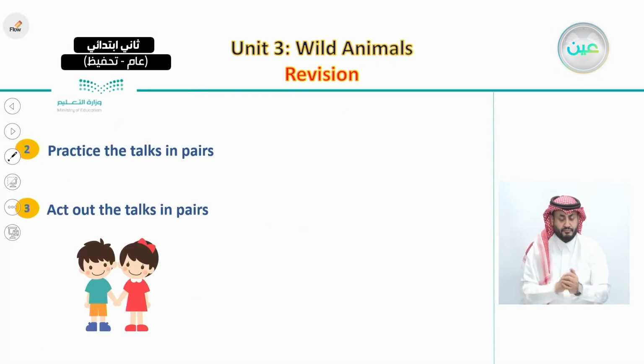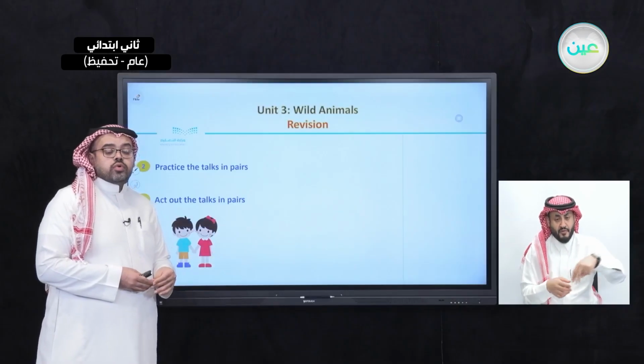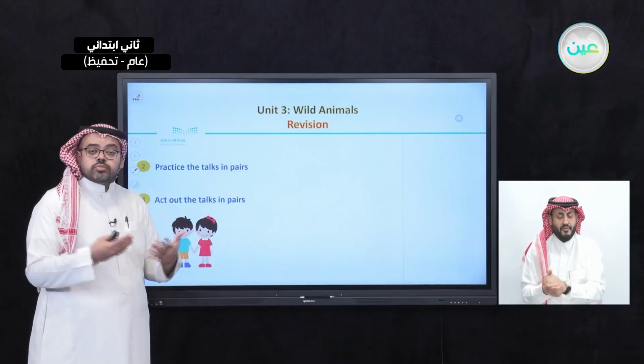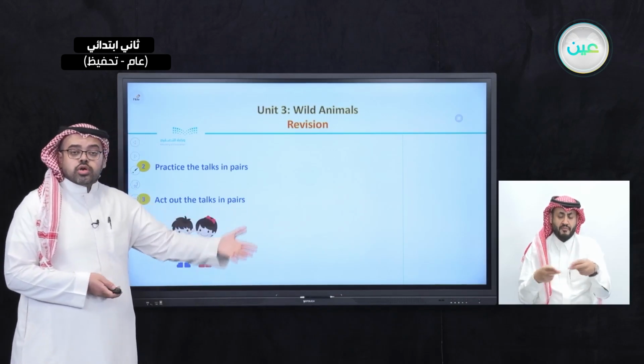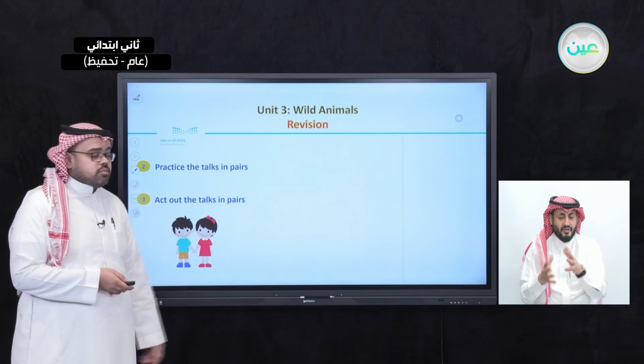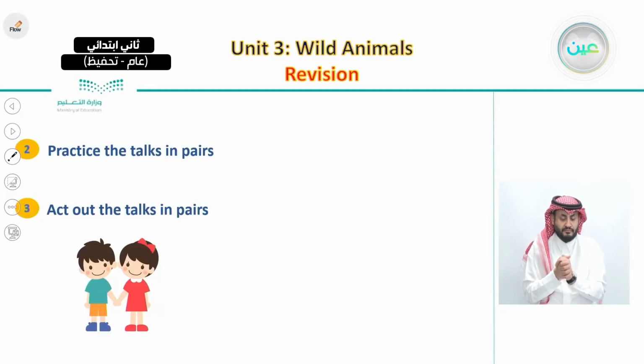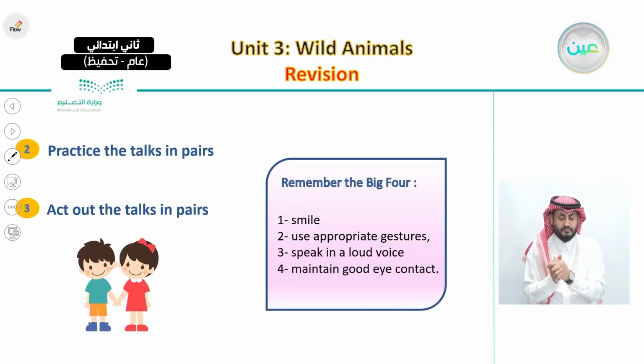And also I ask you to practice these talks if you went to the zoo, or if you can talk about animals between you and your family member or your partner, just to talk about animals and describe animals. And also you can act out these animals. And don't forget, while you are acting, the big four, which is to smile, to use gestures, to speak in a loud voice, and to maintain good eye contact.